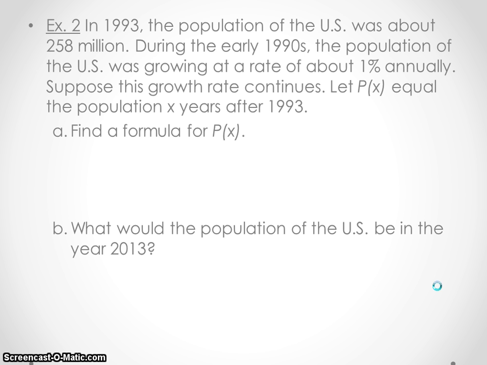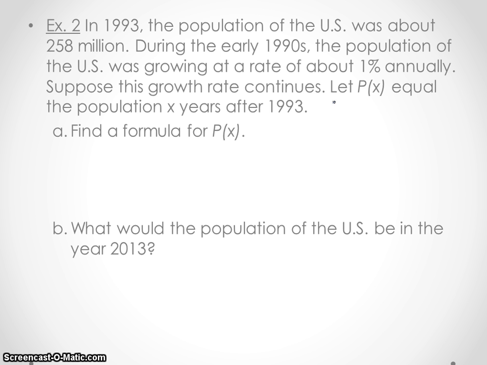Okay, example 2 says, in 1993, the population of the U.S. was about 258 million. During the early 1990s, the population of the U.S. was growing at a rate of about 1% annually. Suppose this growth rate continues. Let P of X equal the population X years after 1993. So it says find a formula for P of X.